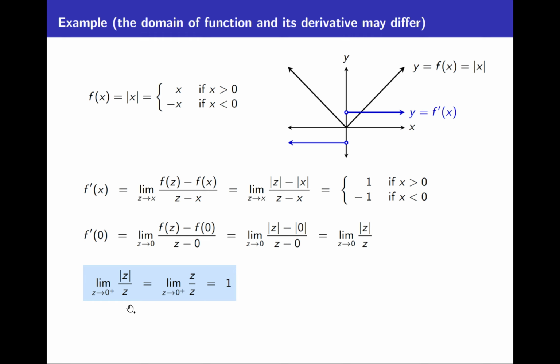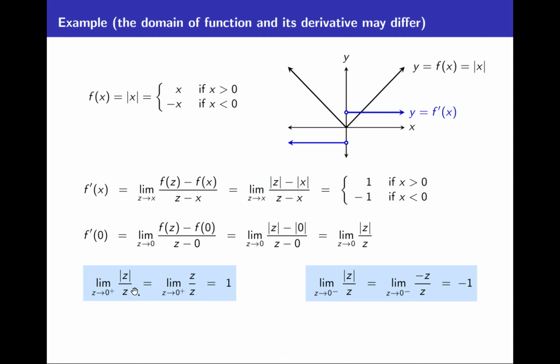But then we're going to look at the limit as z approaches 0 from the left. Because remember, the rule you use for the absolute value of z depends on whether z is positive or negative. So let's look at the limit as z approaches 0 from the left of the absolute value of z over z. Well, here z is negative, so the absolute value of z is going to be negative z. And we get the limit as z approaches 0 from the left of negative z over z, which is negative 1.